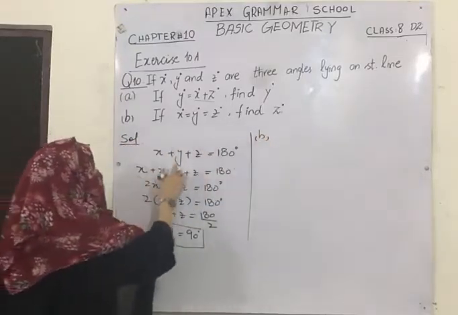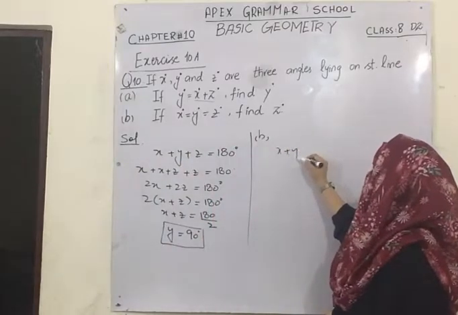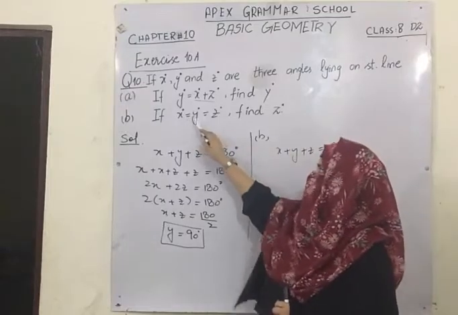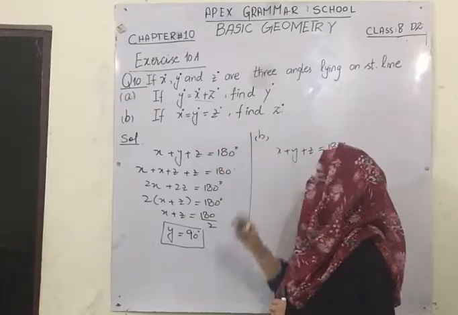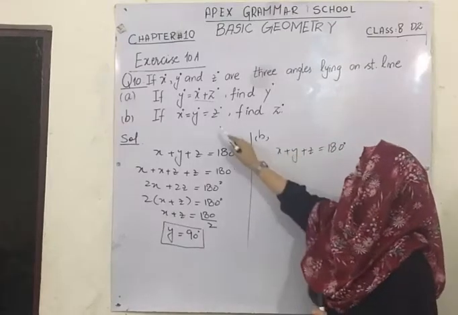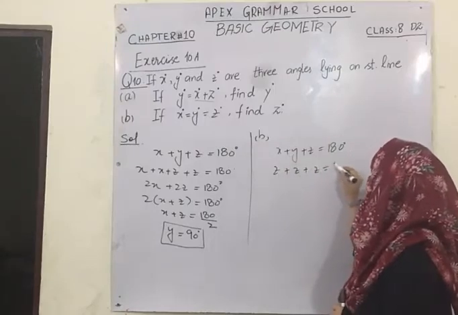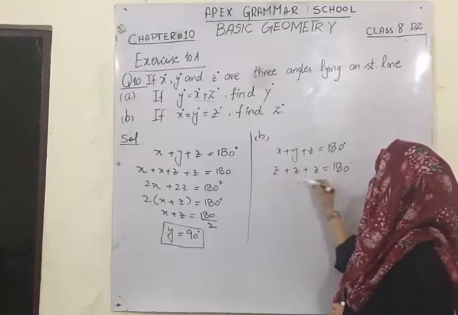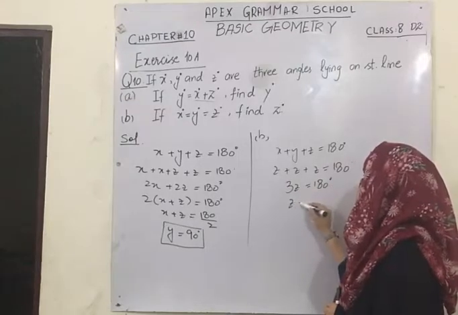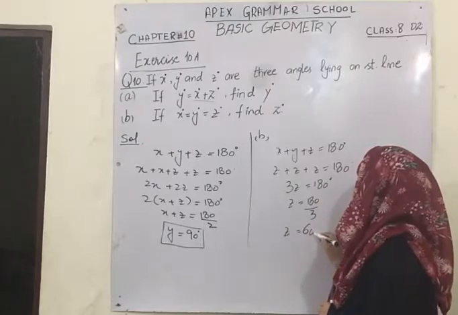In the B part, again we are given that X, Y and Z are lying on a straight line. So all three will add up to make 180 degrees. X, Y and Z, all three angles are equal and we have to find the value of Z. So instead of writing X and Y, I am going to write Z. Z plus Z plus Z is equal to 180 degrees. It will be 3Z is equal to 180 degrees. 3 is being multiplied, so on the other side it will be divided. So the value of Z will be 60 degrees.